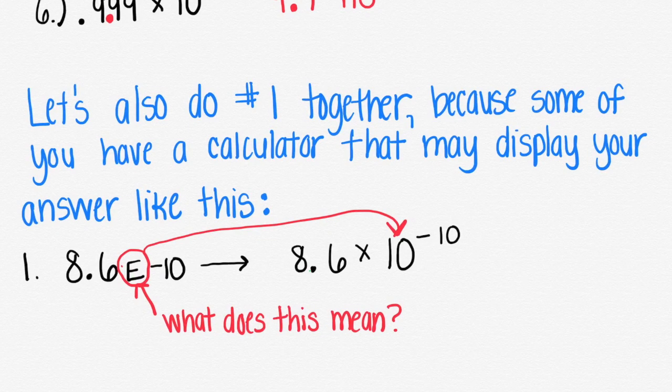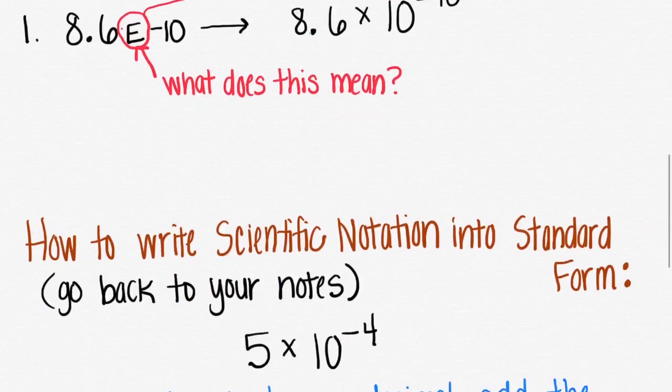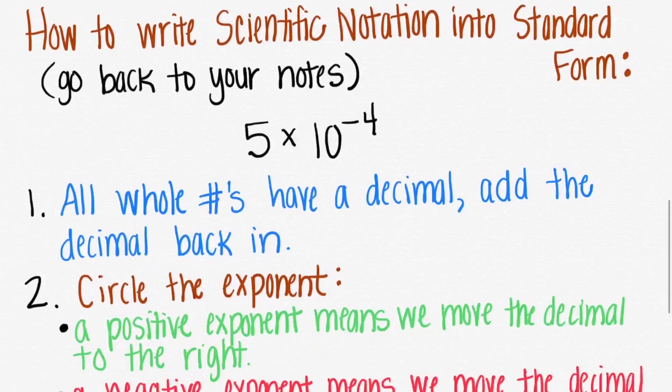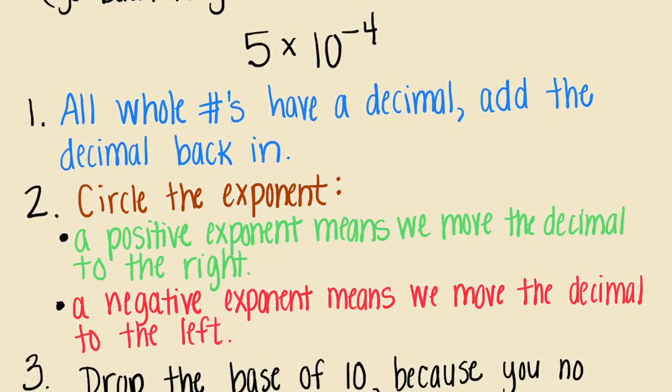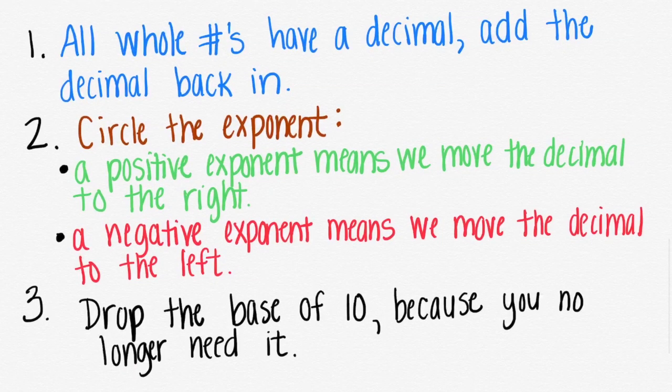Before we do this problem, because what it's asking you to do is write it in standard form, we have to go back to your notes and write down the rules of how we turn scientific notation into standard form. So let's go ahead and do that first. All right, so first of all, in order for us to put something from scientific notation into standard form, you have to know that all whole numbers have a decimal after them. All we're going to do is add the decimal back in when we don't see it.